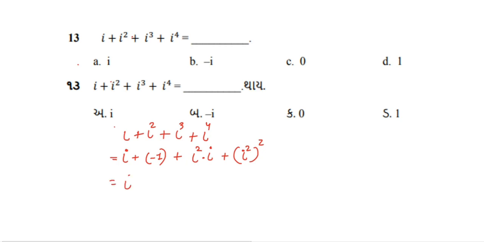So now i plus minus 1, that is minus 1. Then again, i square is minus 1 into i, that is minus i. So I am writing minus 1 into i. And for this i to the power 4, it will be minus 1 whole square. So now it will become minus 1, then plus minus is minus i, then minus 1 square is plus 1. Then everything cancels and the answer will become 0.